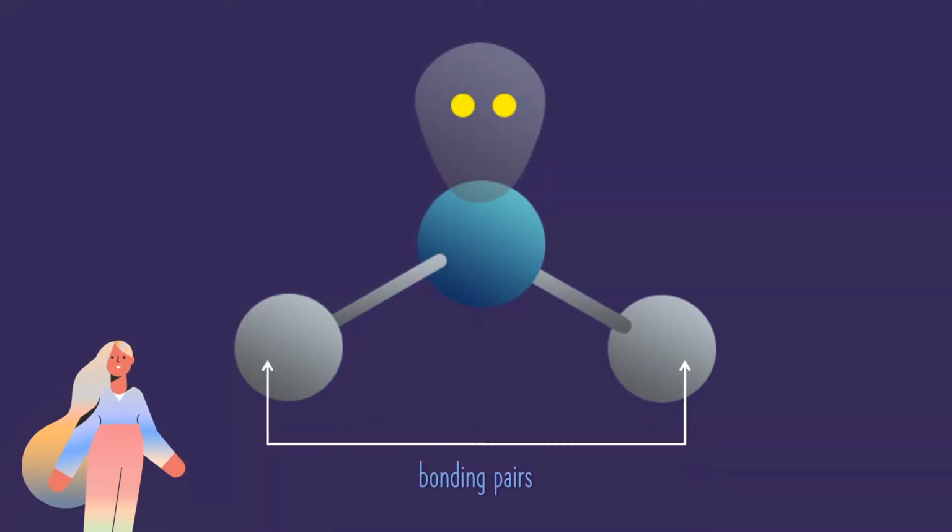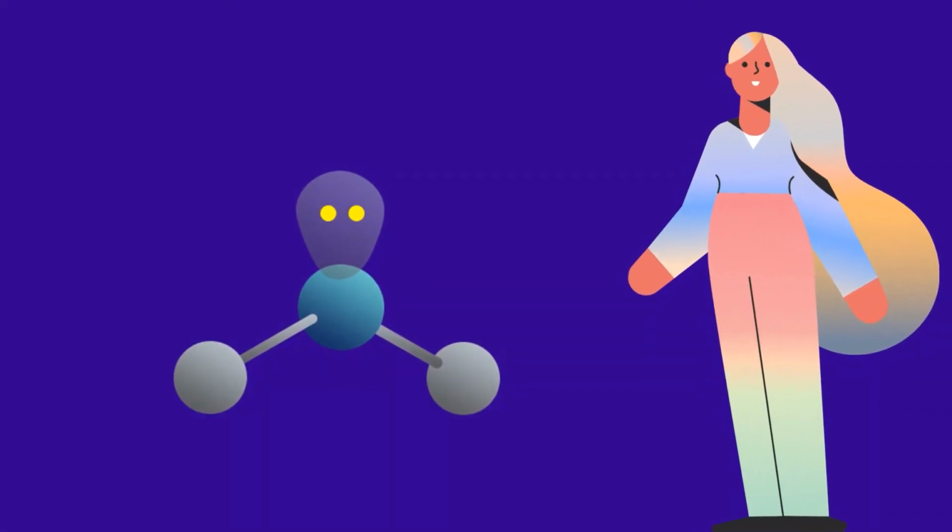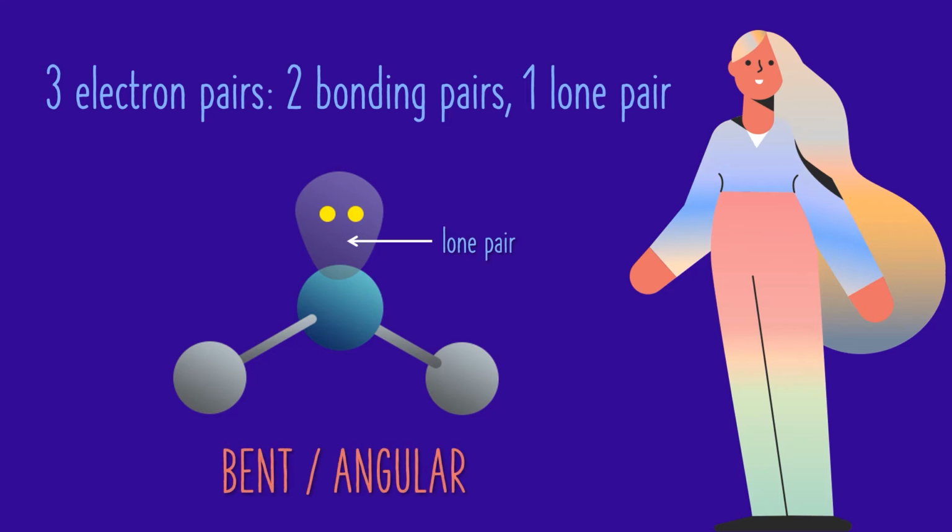If there is a bonding pair, then there is also a lone pair or the unshared pair. If you have 3 electron pairs and 2 of these are bonding pairs and the other one is a lone pair, your molecule's shape looks like this. This one right here is the lone pair. This shape is called the bent or angular because looking at the 2 bonding pairs, they are bent. The bond angle is still 120 degrees.